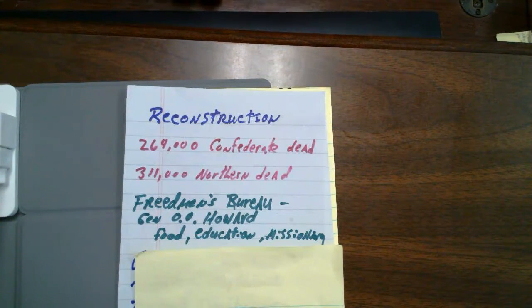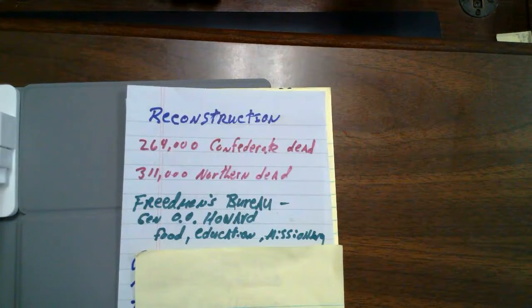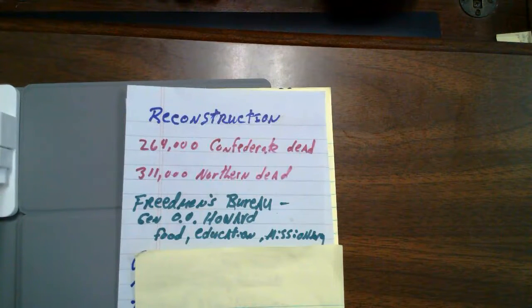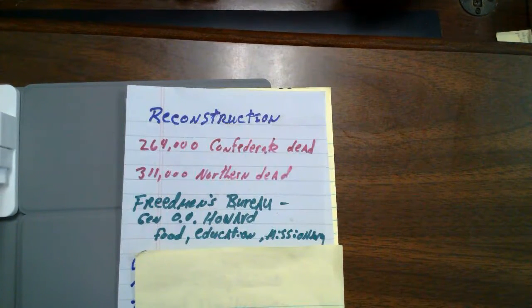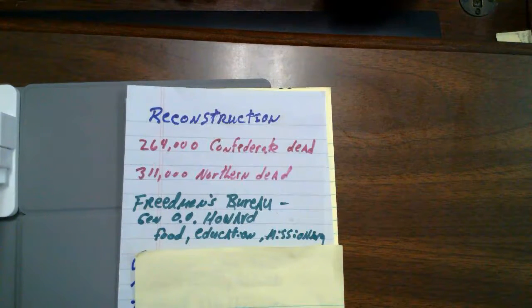And I want you to recognize this. It's called the Freedmen's Bureau. General Oliver O. Howard only had one arm. People called him Uh-oh or O-O. And the Freedmen's Bureau was designed to provide for former slaves, provide them with food, education, missionary work, and that sort of thing.